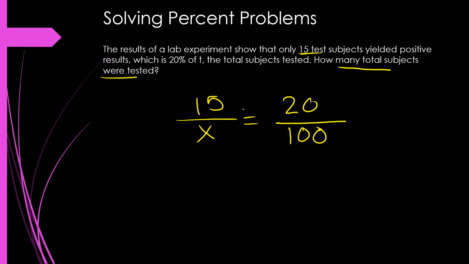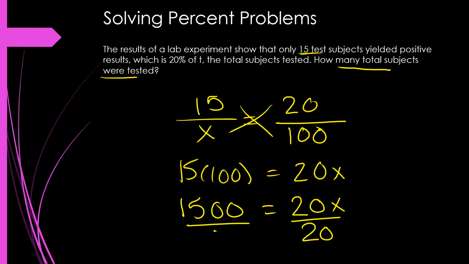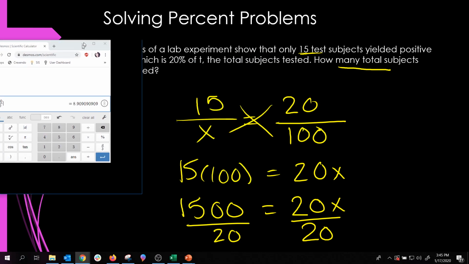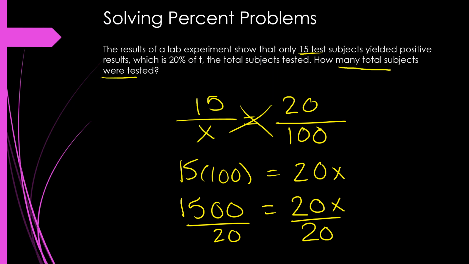Okay, so I'm going to do my cross multiplication. So 15 times 100 is equal to 20 times x. 15 times 100 is 1500, which equals 20x. We're going to divide both sides by 20. And when we do that, we get 75. So 75 total subjects were tested. 75 total subjects were tested.